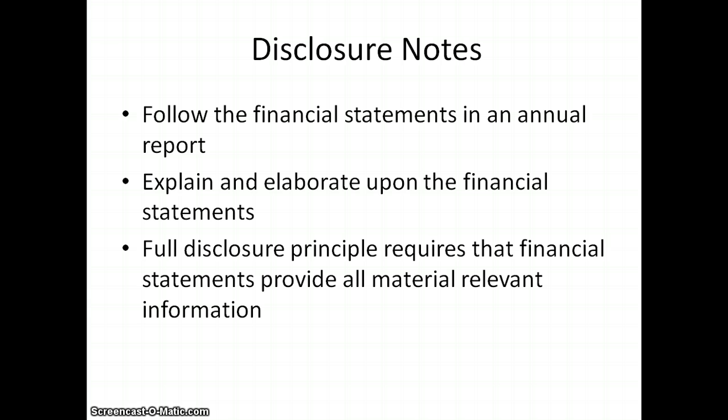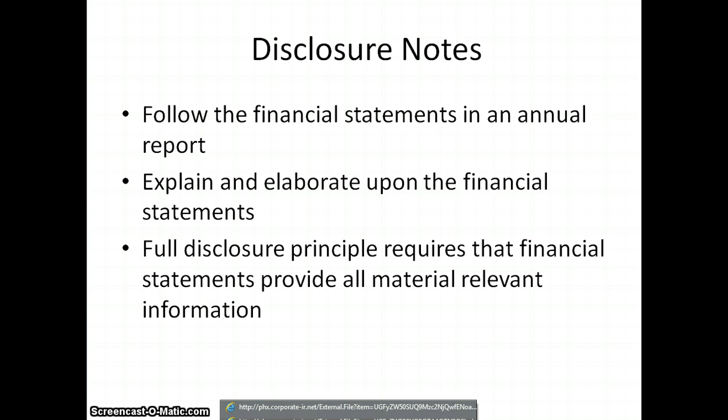The full disclosure principle from the conceptual framework requires that financial statements provide all material relevant information, and there's a lot more relevant material information than just cash is, say, $1 million. You want to understand what's making up that cash. And if you're looking at things like land, you might want to know where those pieces of land are, how long you've had them, if you're looking at equipment, if it's depreciated, if it's a lease, all that kind of stuff. So we're going to go ahead and take a look at Amazon's annual report.